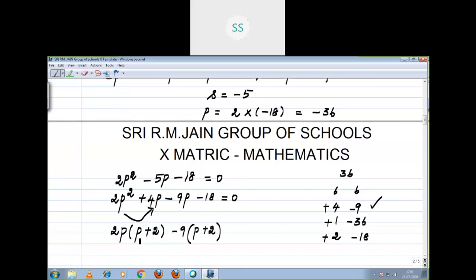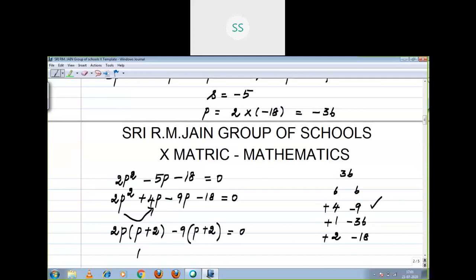Now we have to multiply and see whether we arrive at the previous or not. 2p into p, 2p square. 2p into 2, 4p. Minus 9 into p, minus 9p. Minus into plus, minus 9 into 2, minus 18. So what I wrote is correct.